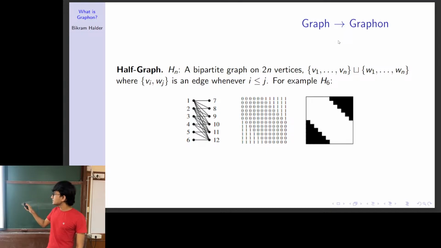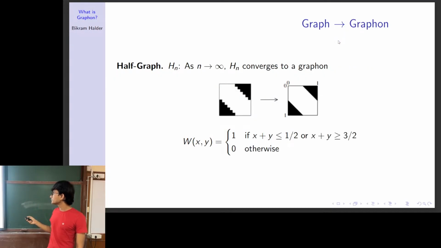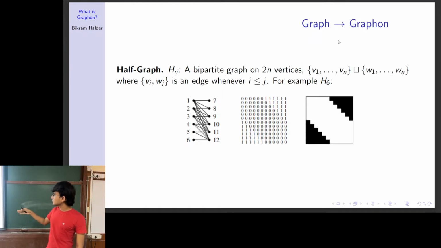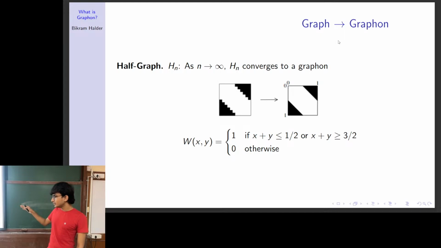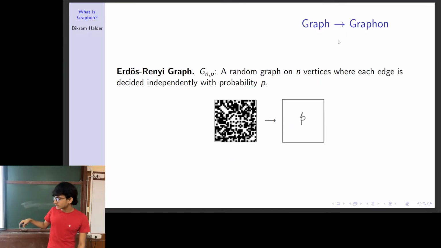Then if we consider a sequence like this, you can see that they converge to this kind of function: W(x,y) is 1 if x plus y is less than or equal to half, or x plus y is greater than or equal to three halves, and 0 otherwise. So this is sort of representing a graph in a function sense, and we took the limit. We saw this pixel image converge to some function.